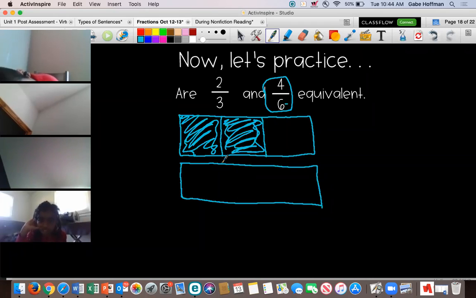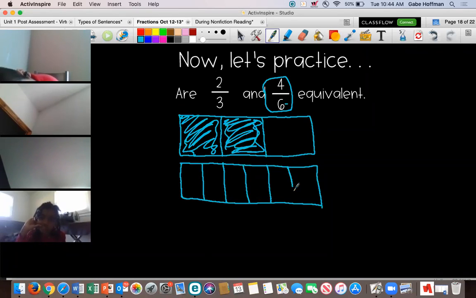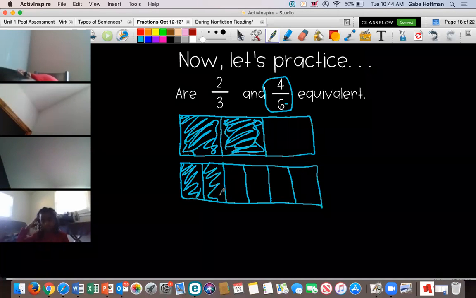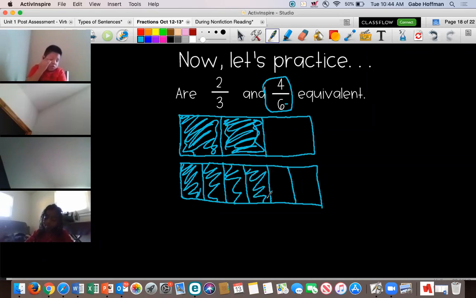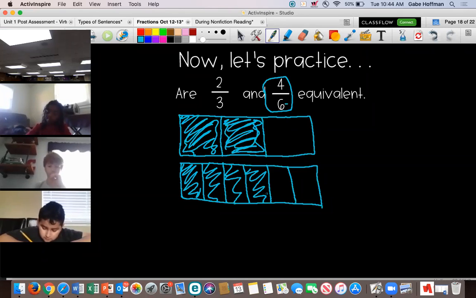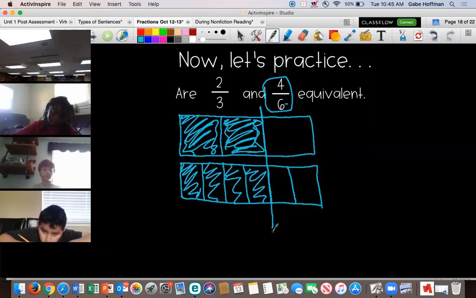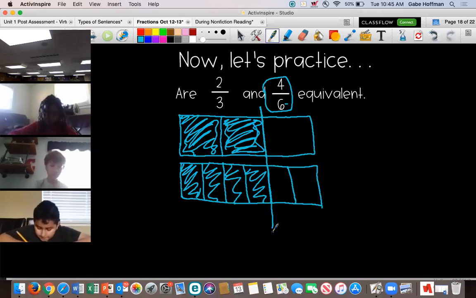Six. Yep, dividing it up into 6 equal pieces. And then how many am I going to shade in? 4. Mm-hmm. All right. CJ, are these equivalent? Yes. And how do I know that? Because they're both the same size. Yep, right? They take up the same amount of the whole.